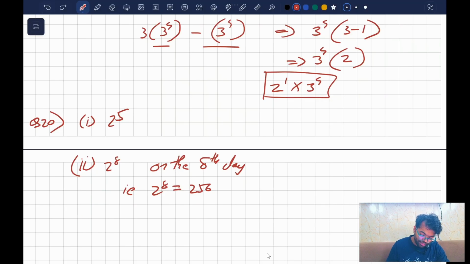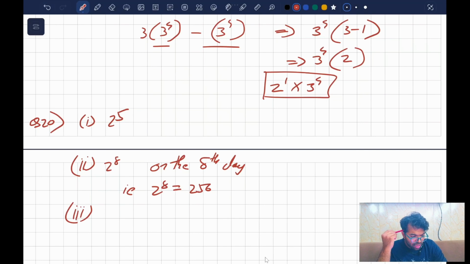Third, if the number of infected people tripled every day instead of doubling, how many people would be infected at the end of day 3? 9. Hey, day 3 रीत पहले डे में क्या हो जाएगा? 3 to the power of 1. दूसरे डे में क्या हो जाएगा? 3 to the power of 2. तीसरे डे में क्या हो जाएगा?